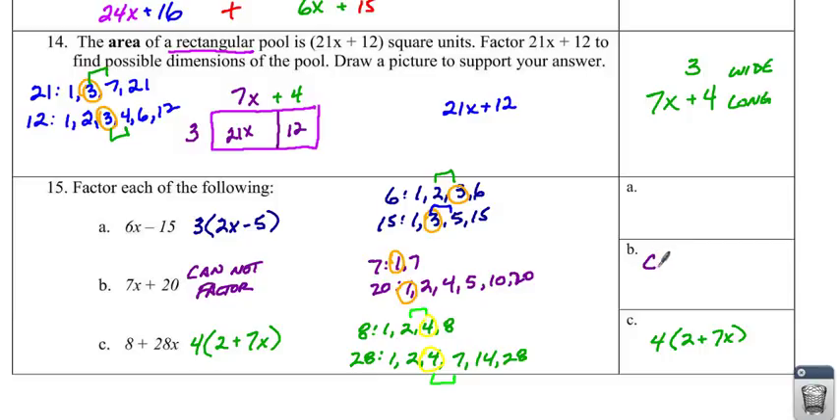This was cannot factor. And this last one, or the first one actually, was 3 times 2x minus 5.